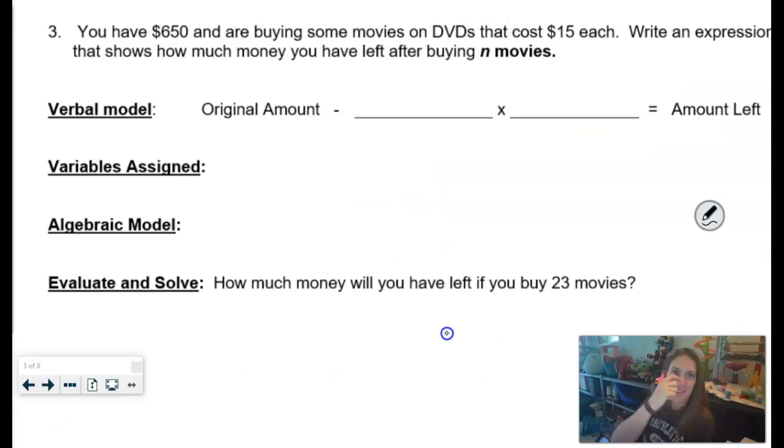Let's look at this example. And this example is very similar, except this time we're going to buy some things for our friends or somebody. You have $650 and you're going to buy some movies on DVD that cost $15 each. Write an expression that shows how much money you will have left after buying n movies.